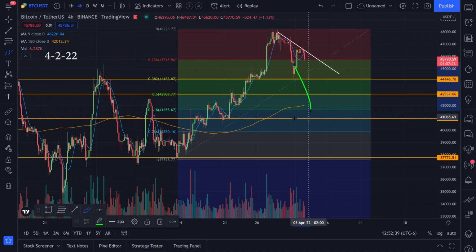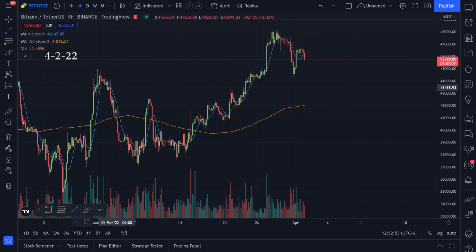If we continue to go lower, I'll be watching these supports down here sitting at 40,959 and 37,772. Let me show you how I got here though. Let's go ahead and just delete everything. We had an uptrend. Let's go to the daily time frame though.